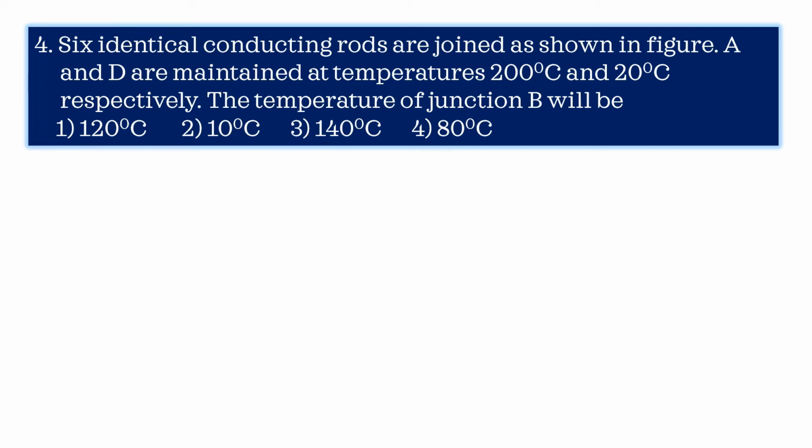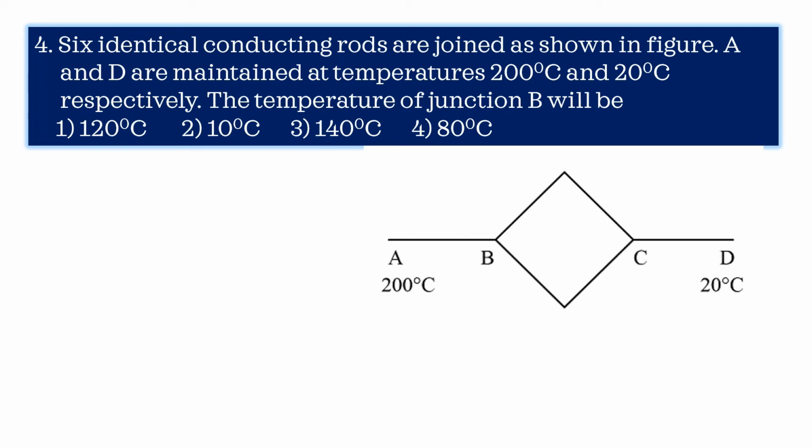See this figure. 6 identical conducting rods are joined in this. A and D are maintained at temperatures. A is at 200 degrees centigrade and D is at 20 degrees centigrade. We have to calculate the temperature of junction B. Let us go to the solution.